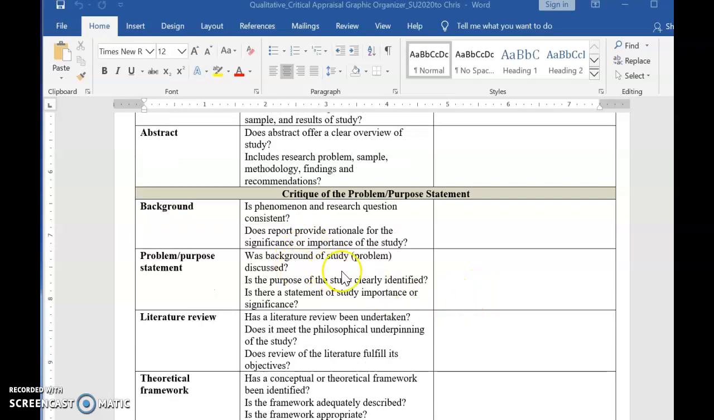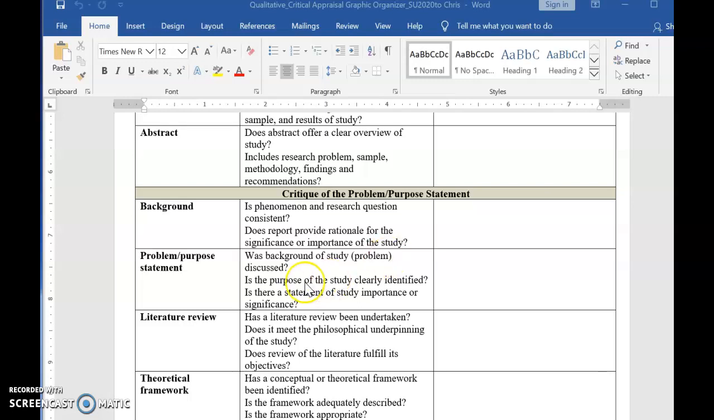Next, you want to find the background of the study, the problem statement. And the problem statement usually has statistics, tells you about not the significance, but the problem. How does this affect people? How does it affect our healthcare system? What are the outcomes of this issue and this problem for people who are living with this condition?